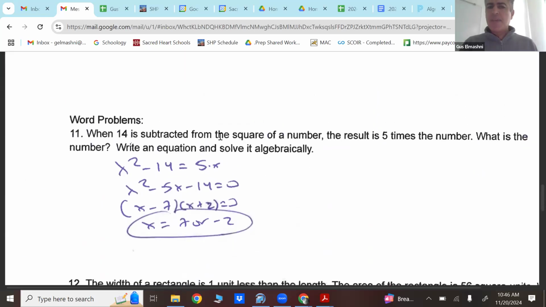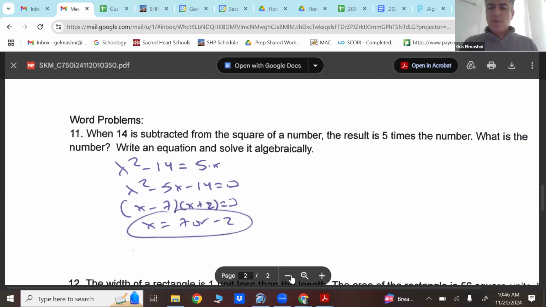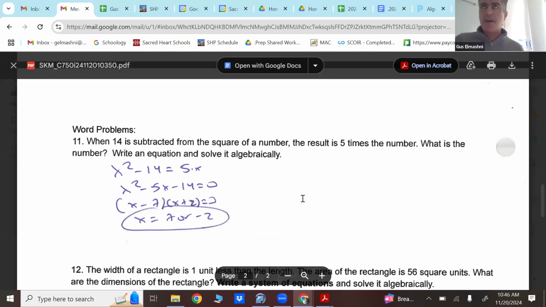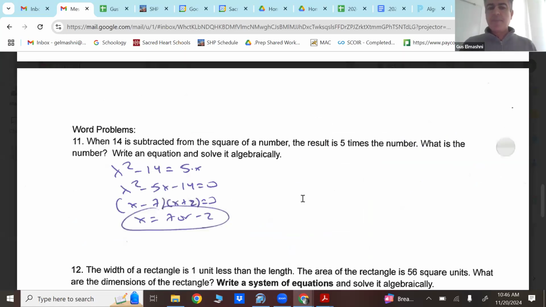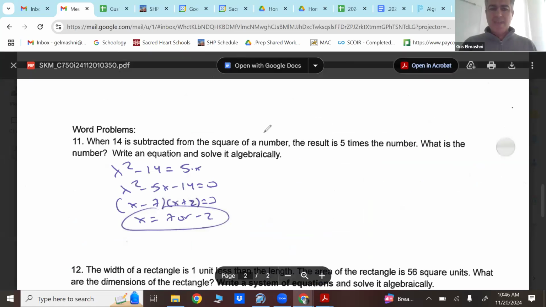The word problems are a little tricky. So we'll talk more about word problems today as well as Friday. Just make an equation. You don't know the number, so call it x. When 14 is taken away from the square of that number, it equals 5 times x. So x squared minus 14 equals 5x. Move everything to one side, factor it, and you get 2 answers. And that's how you solve it.